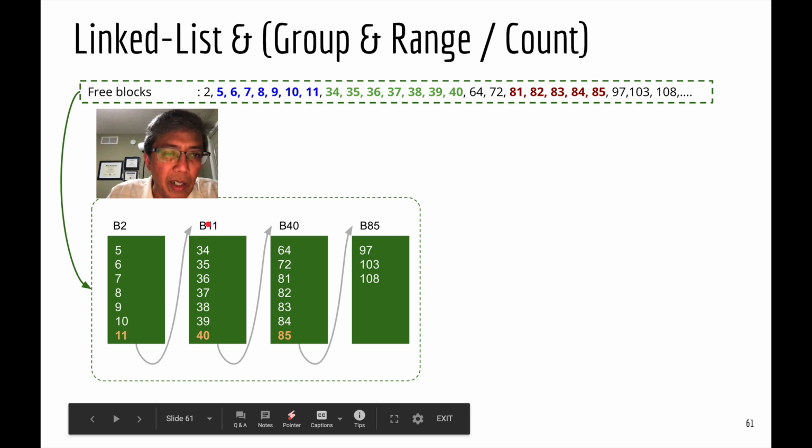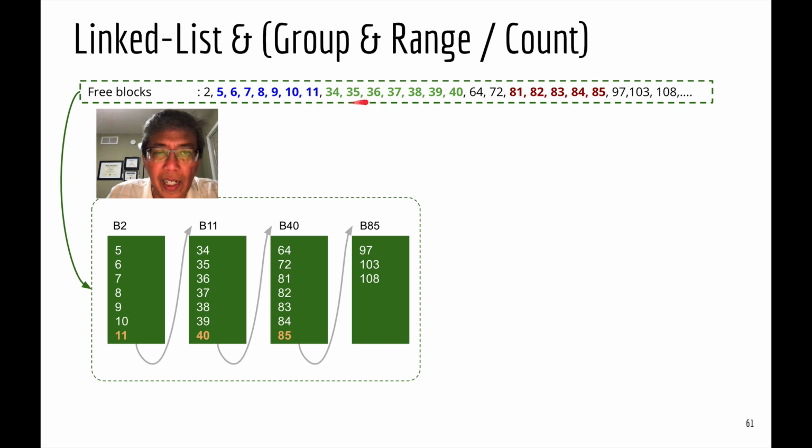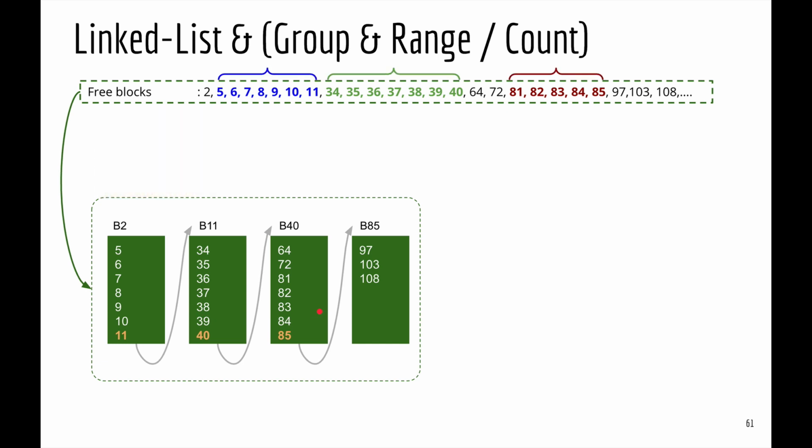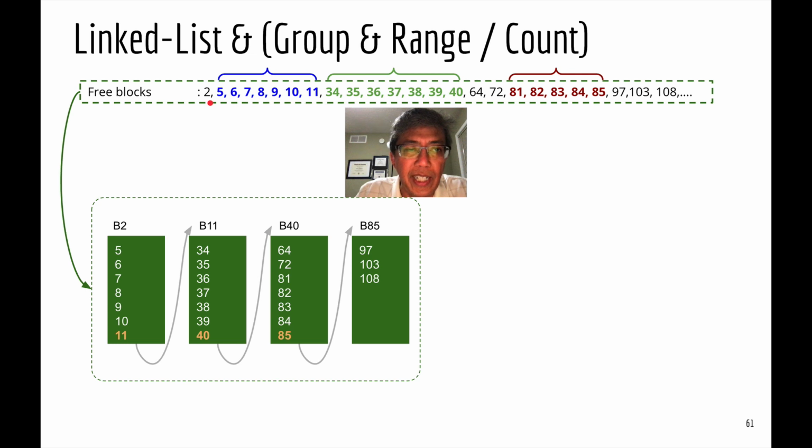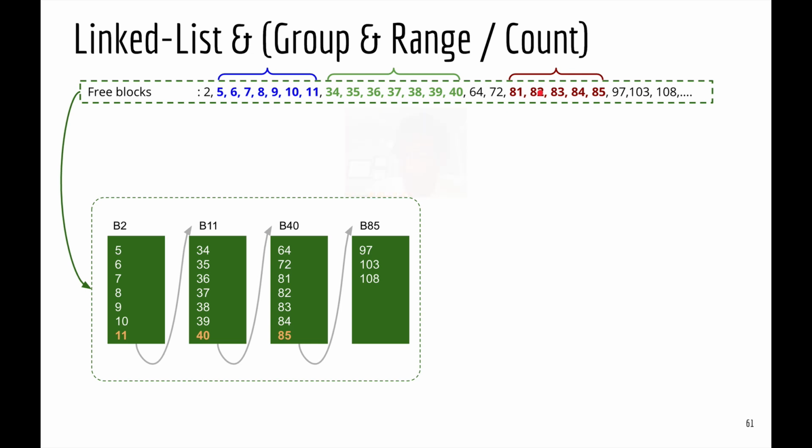And inside block 11, we can store the next few block numbers. So you can see that this long list of free block numbers can be recorded in only 4 blocks. But we can also take advantage of the adjacent numbers in the free blocks. So you can select 3 groups of adjacent numbers: 5 to 11, 34 to 40, 81 to 85.